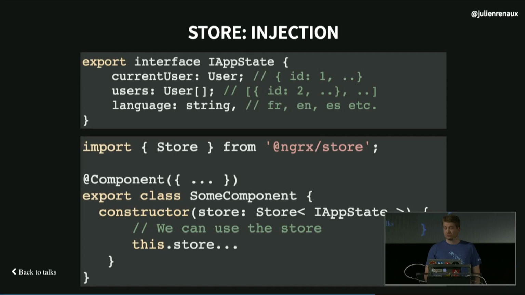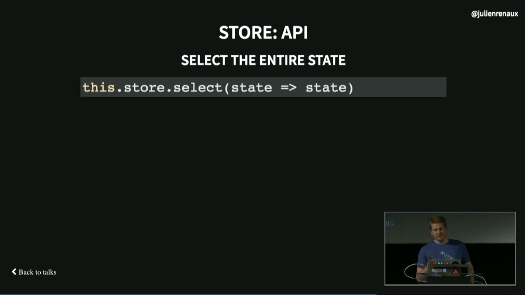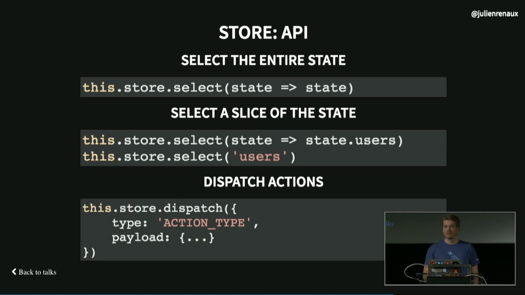So now let's focus on the store API, to see what we can do with it. To retrieve data from the store, we use the select method. The select method returns an observable that we can subscribe to, right? So here we get the entire state. We can get just a slice of the state. Here we get the users, and both lines are similar. We can use a function or a string. And to modify the state, we can use the dispatch method, with an action as an argument.